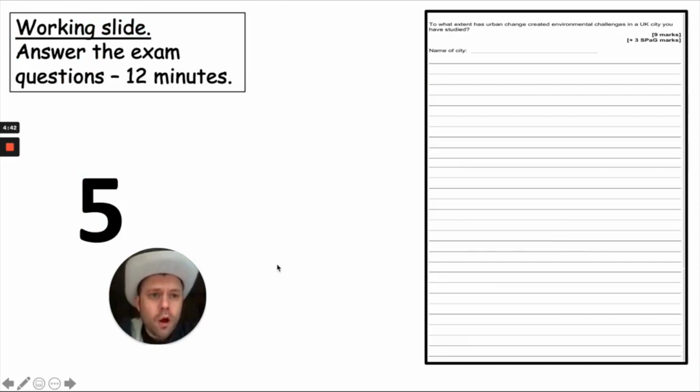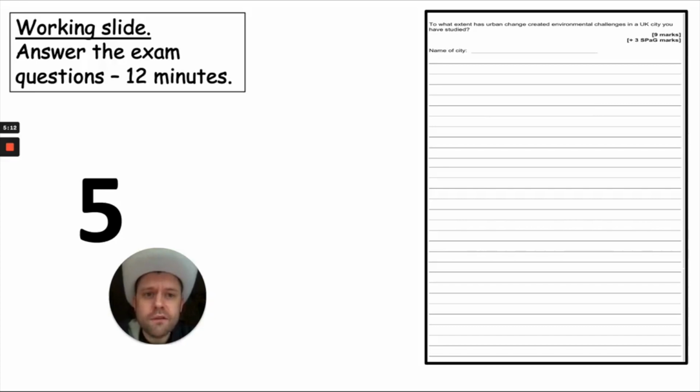we're now moving on to a bigger question. Okay, now the question reads, to what extent has urban change created environmental challenges in a UK city you have studied? Now, because it starts with to what extent, it's very easy to write the first sentence in here and get the first mark.